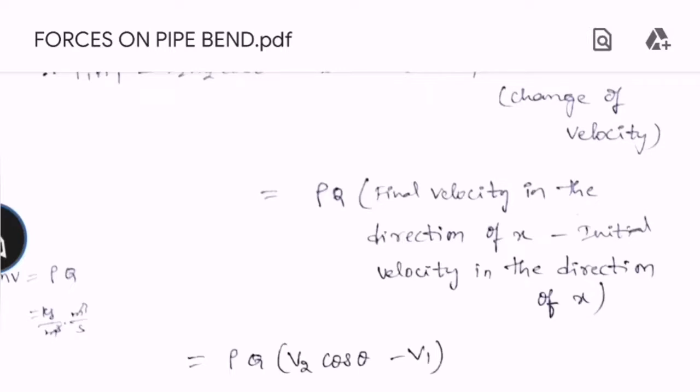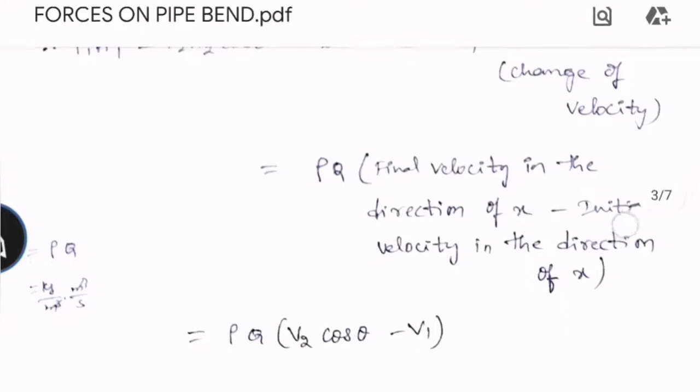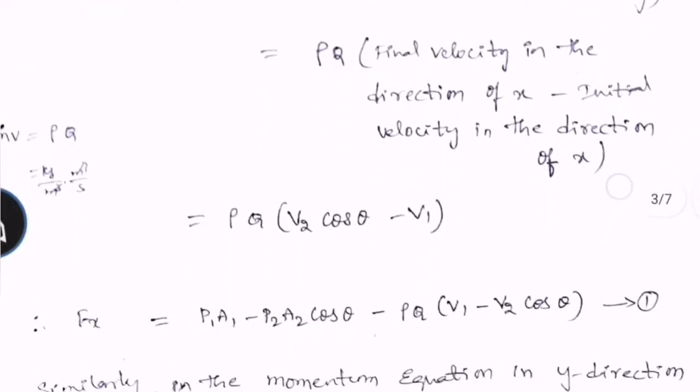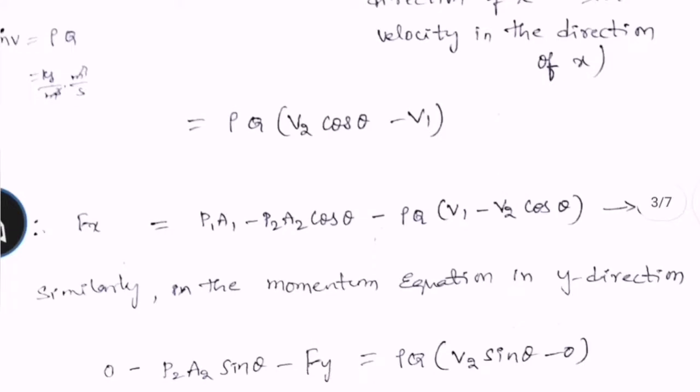So what is the change of velocity? Final velocity in the direction of x minus initial velocity in the direction of x. The final velocity is V2 cos theta, which we can see from the figure, and the initial velocity will be V1. So Fx is equal to P1A1 minus P2A2 cos theta minus rho Q into (V1 minus V2 cos theta).